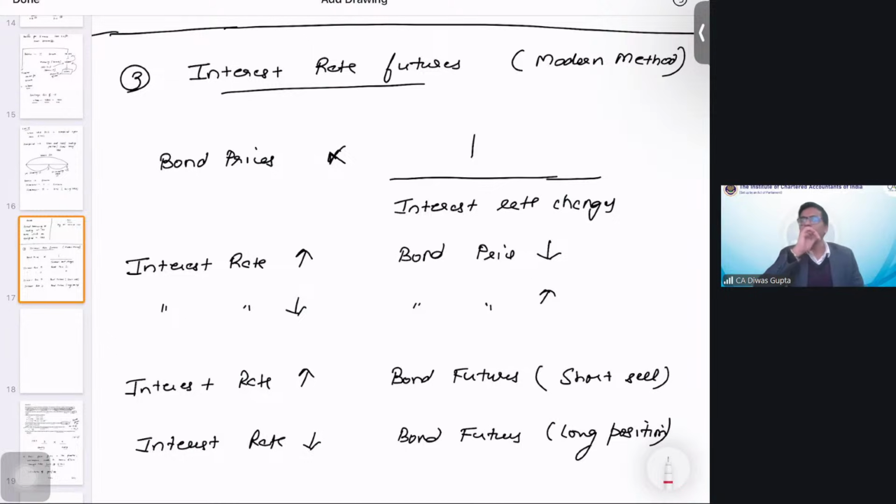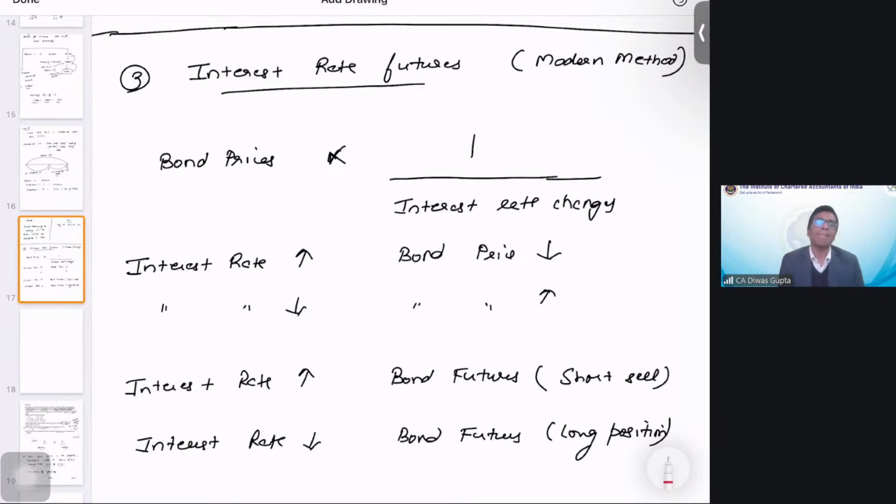Now let's start with our next topic on interest rate futures. Interest rate futures, which is also called the modern method. Within the modern method, this is the first method, interest rate futures. Now, interest rate futures are certain financial instruments which are actually dependent on the bond prices. So let's say the bond prices are always inversely proportional to the interest rate changes. This is the fact that we know, correct?